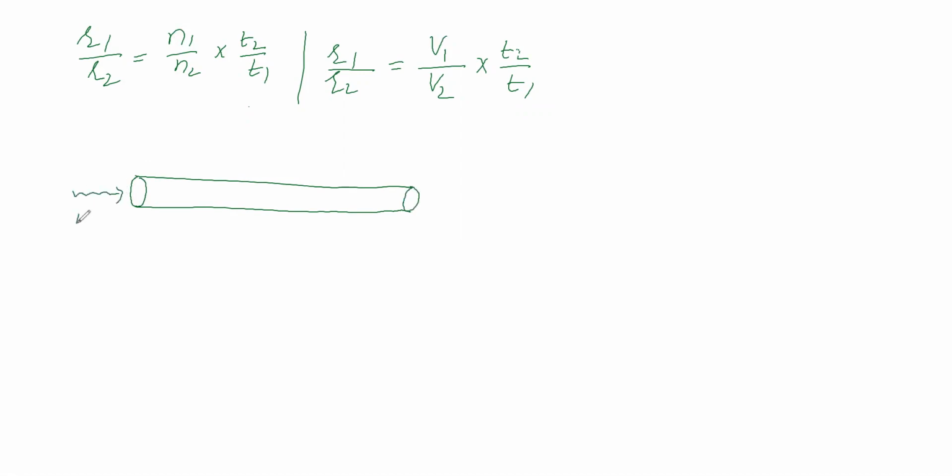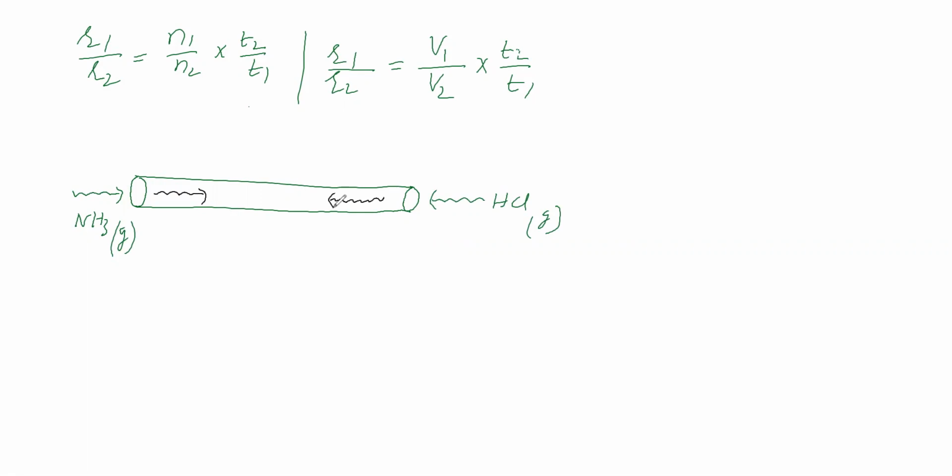Let us pass ammonia gas here, and let us pass HCl gas here. Now both gases are traveling. Ammonia gas is traveling in this direction, and HCl gas is traveling in this direction.